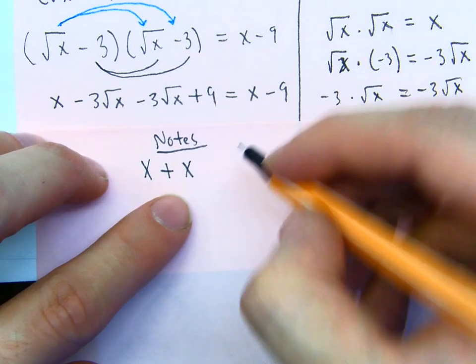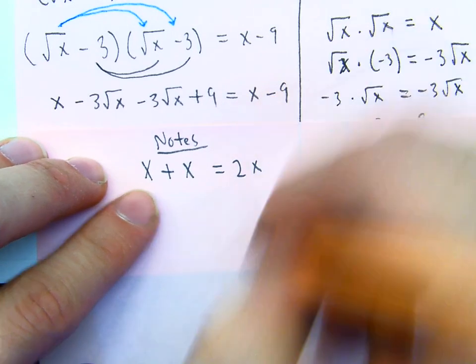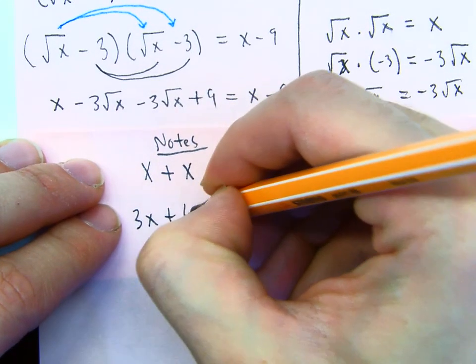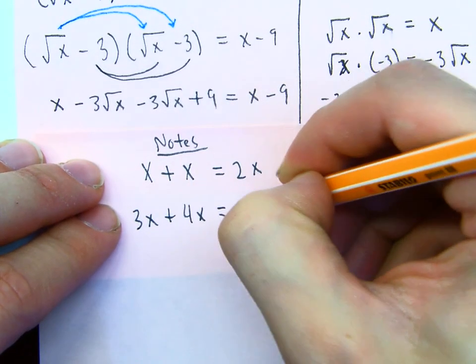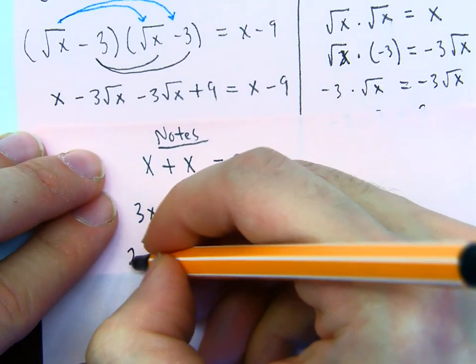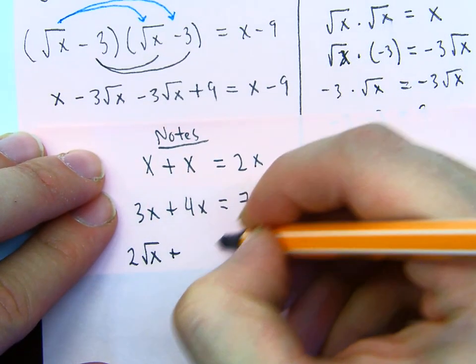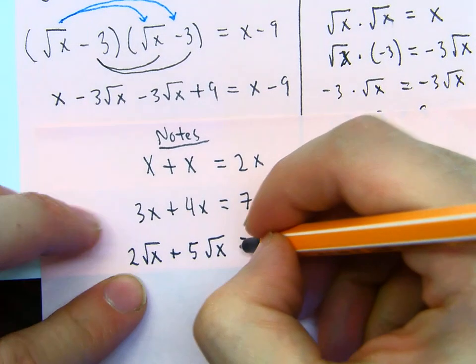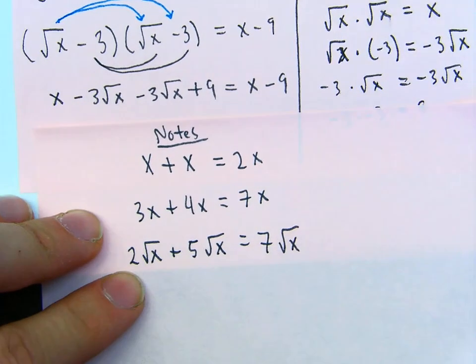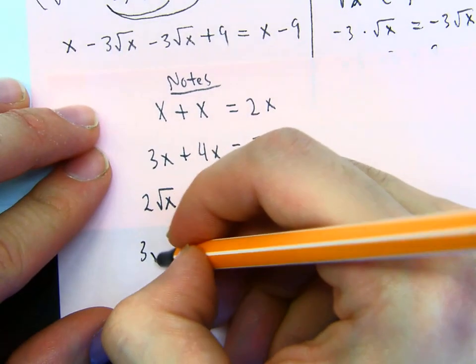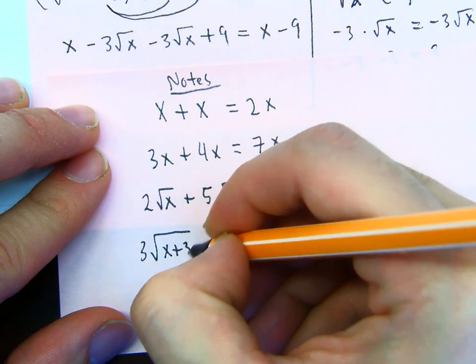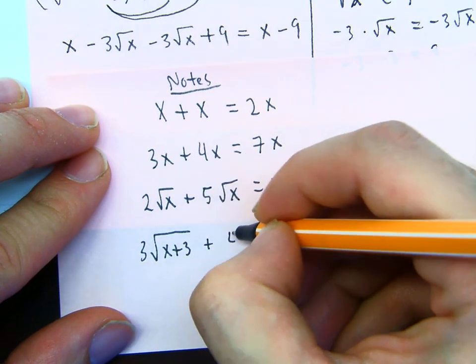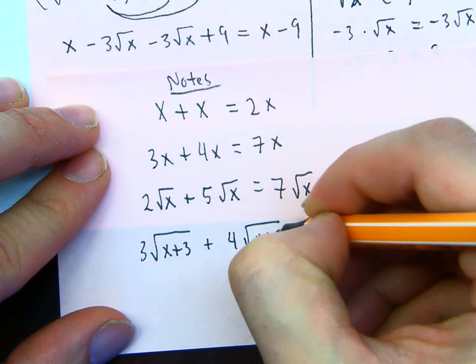Like if I have x plus x, this is 2x. If I have 3x plus 4x, this is 7x. But if I have 2 radical x plus 5 radical x, then this is 7 radical x. If I have 3 square root of x plus 3 plus 4 times square root of x plus 3.